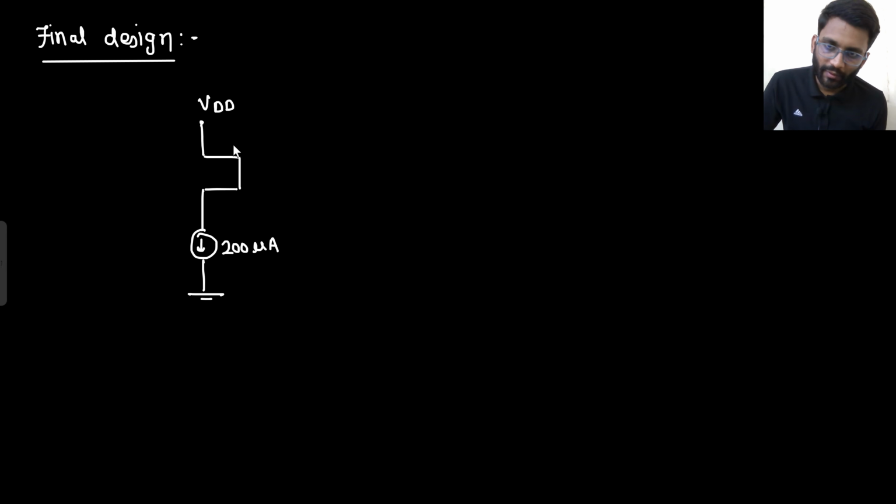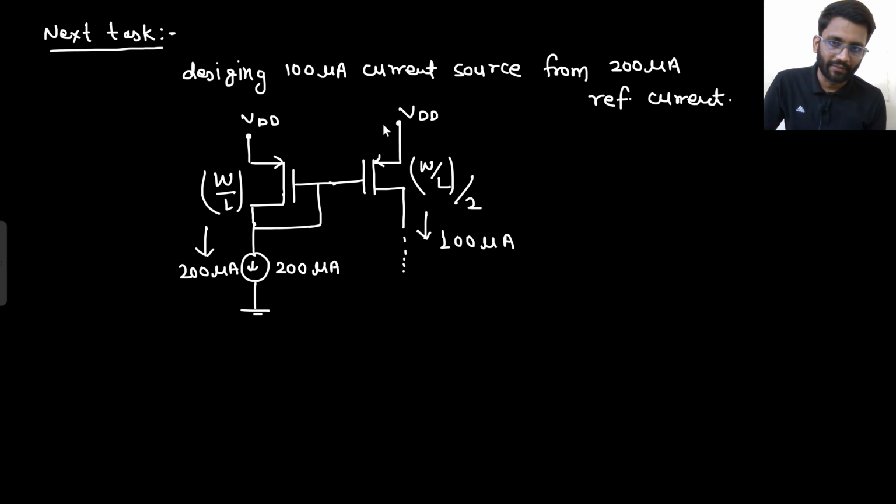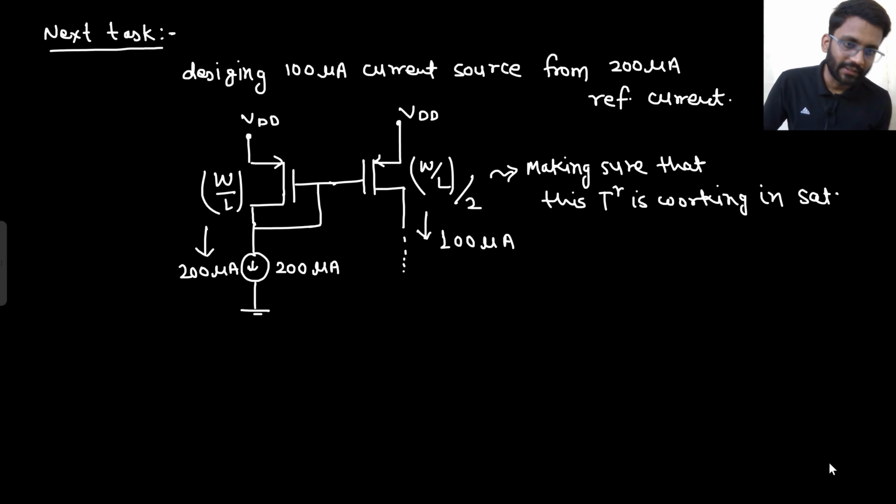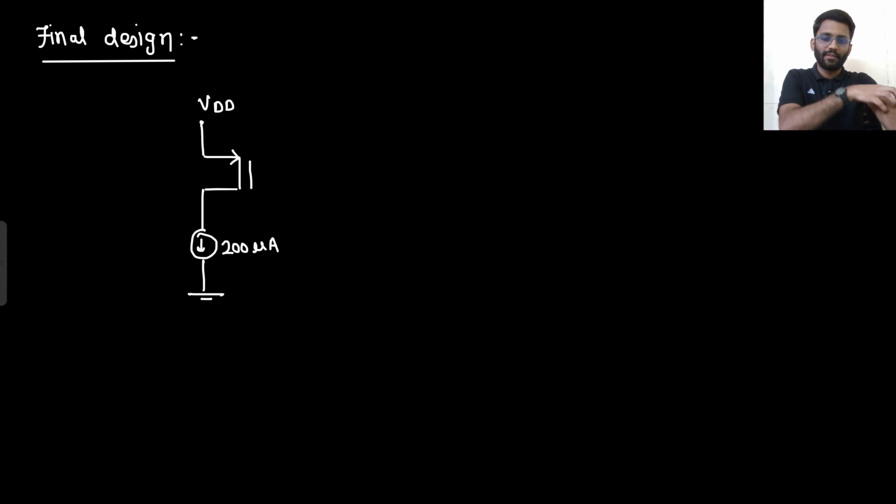This is 200 microampere current source. Here both are having the same VSG. And I have to write one more thing: making sure that this transistor is working in saturation region. Okay.